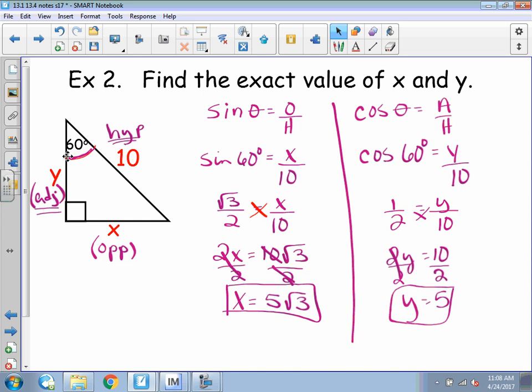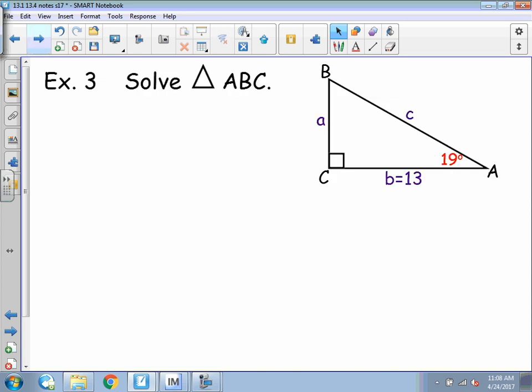The next set of problems, it asks in your homework, it asks you to solve the triangle. Solve the triangle means it wants to know what are all the angles and what are all the sides. So they give you some things, but they don't give you everything. So you have to figure out the rest. So it says solve triangle ABC. So solve means it wants all of the missing values, all of the missing angles, and all of the missing sides.